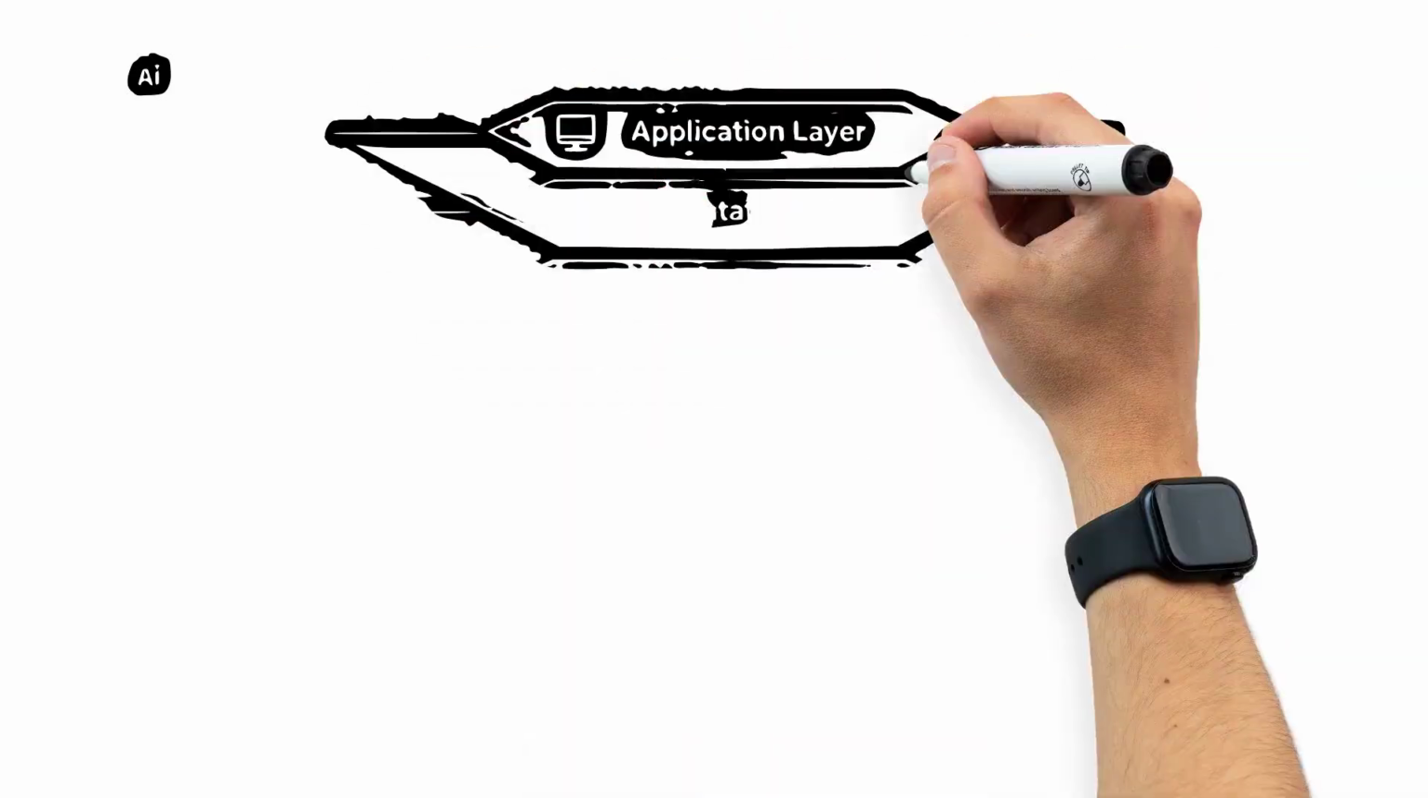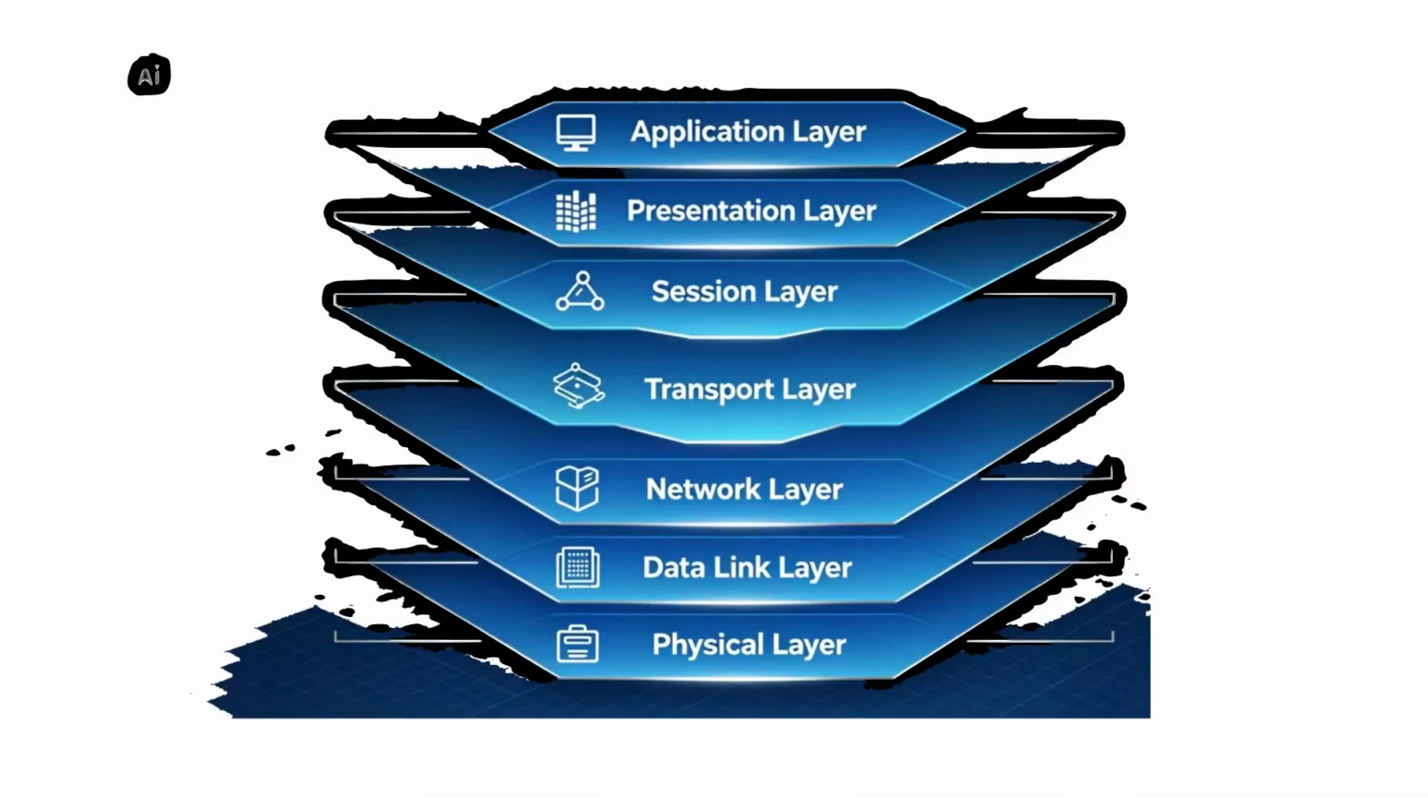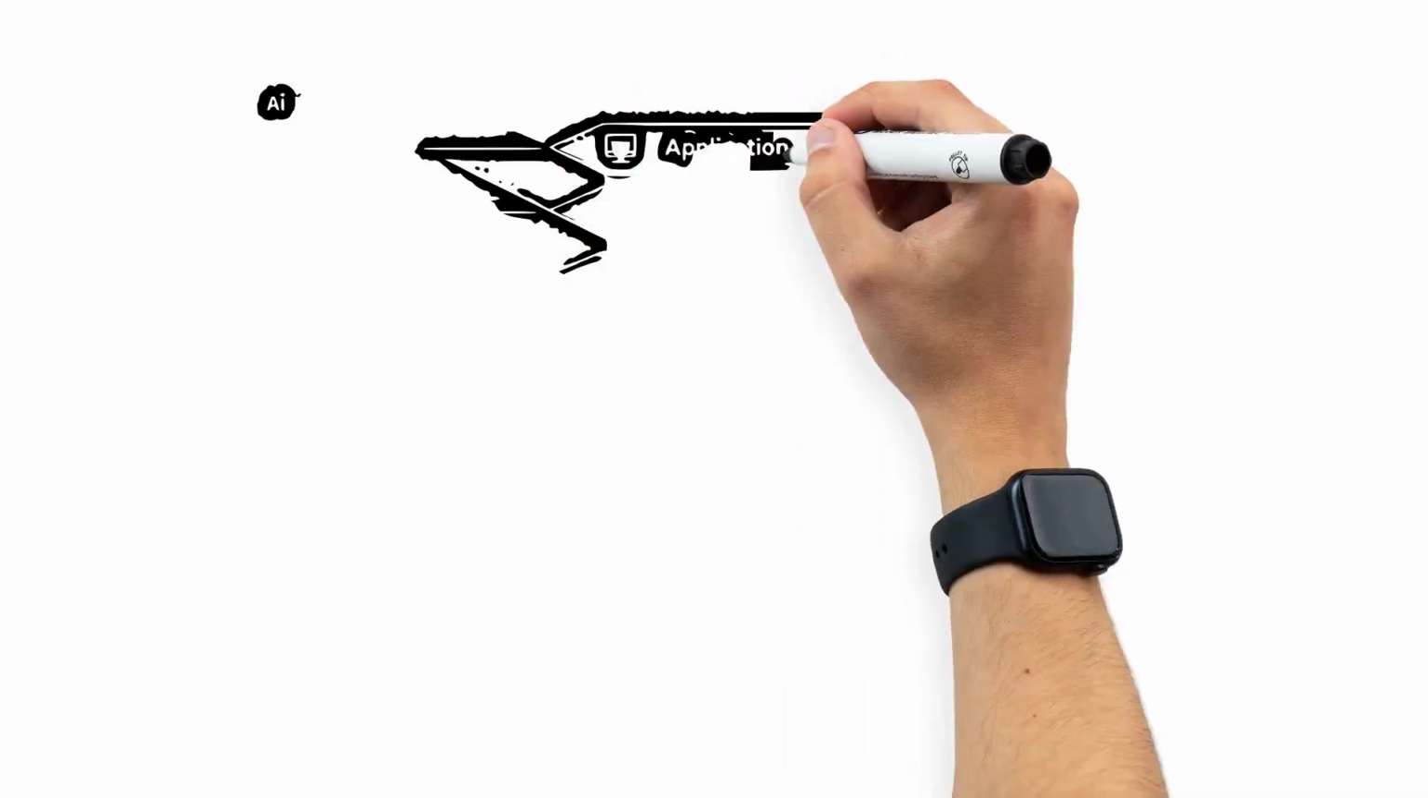It is made of 7 layers: application layer, presentation layer, session layer, transport layer, network layer, data link layer, and physical layer. Each of these layers has its own functions, and today I am going to scratch the surface of each layer of them. Let's start with the upper layer.